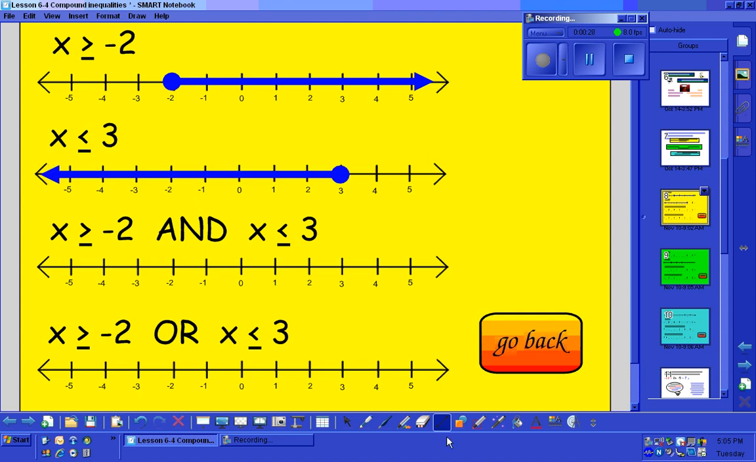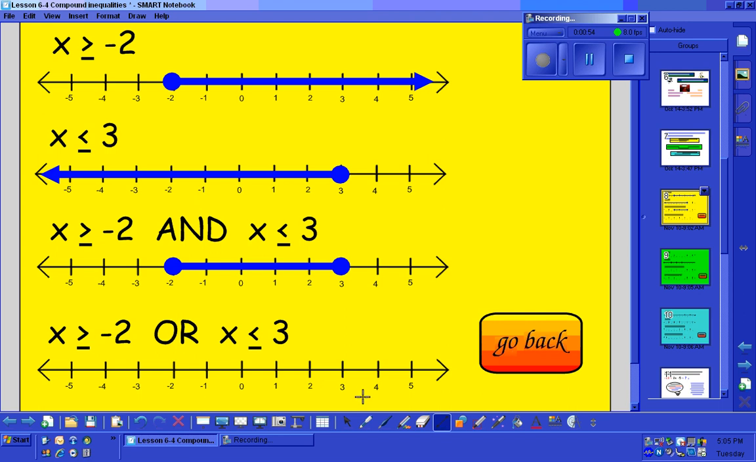Now, when we go to compare using the word "and," we want to find everything that is on both the first and the second graph. And the only points that are on both graphs are the points that run from -2 through 3. You can see that both lines are shaded for that portion of the graph. The ones on the left side are only one line. The ones on the right side are only one line.